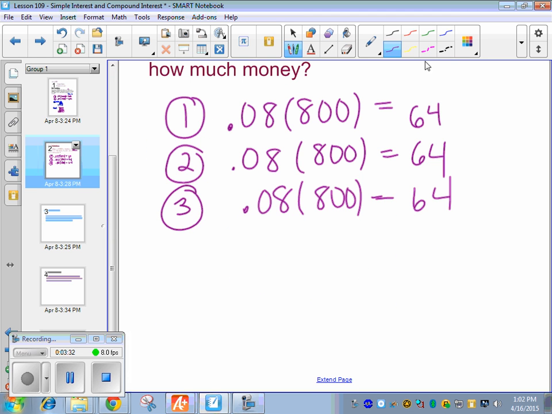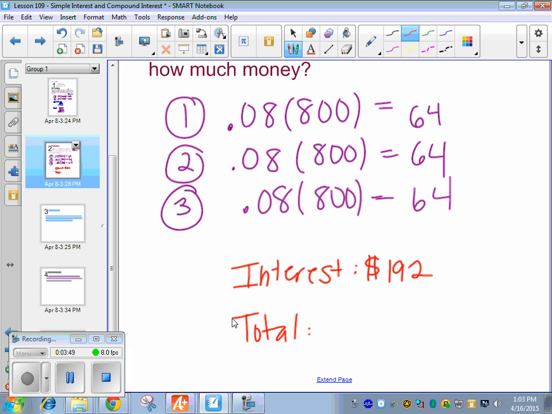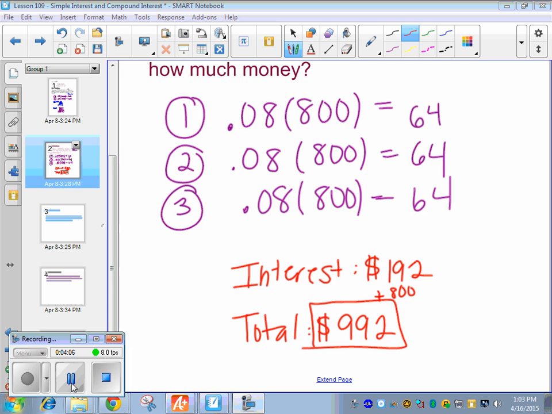So how much did we make just in interest? You could add 64, 64, 64, or you could do 64 times 3. What did you get, Randy? Okay, we made $192. So how much total money do we have in the bank? Well, we initially invested $800. We made that much in interest, so we're just going to add our initial investment, and we have $992 in our account at the end.